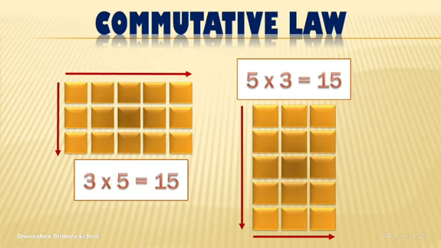I count 1, 2, 3, 6, 9, 12, 15. All right, let's go here: 5, 10, 15. Just think about it, which way is easier for you, to count by 3s or by 5s? And 3 times 5 is equal to 15, and 5 times 3 is equal to 15.